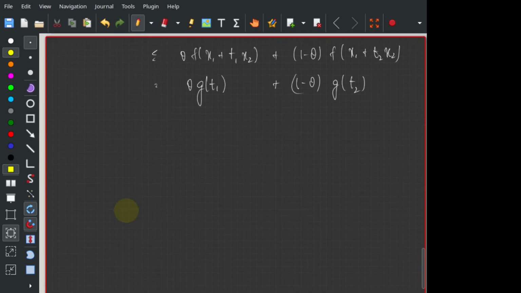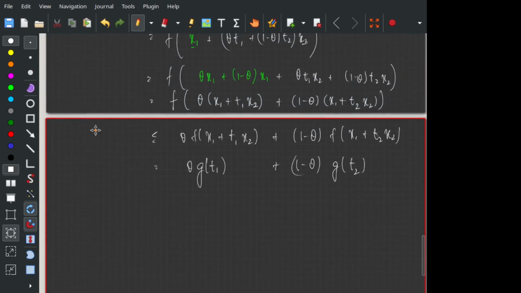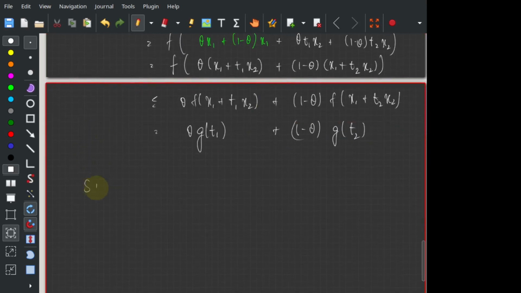Okay, any other question? All right. So I leave the only if part as an exercise, the reverse part. Show that if g of t is convex for all t, for all x1 and x2, then f is also convex.